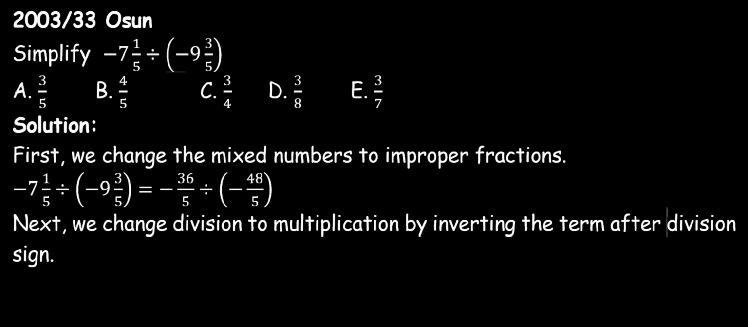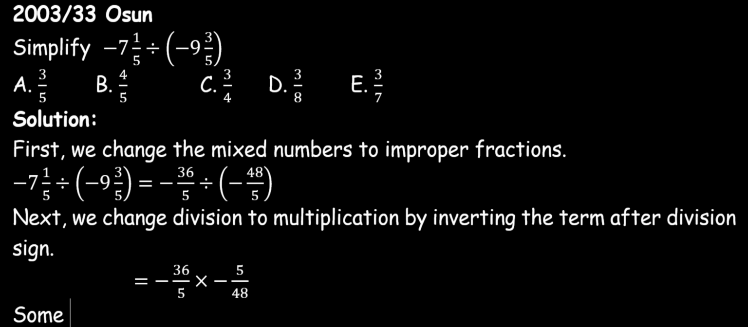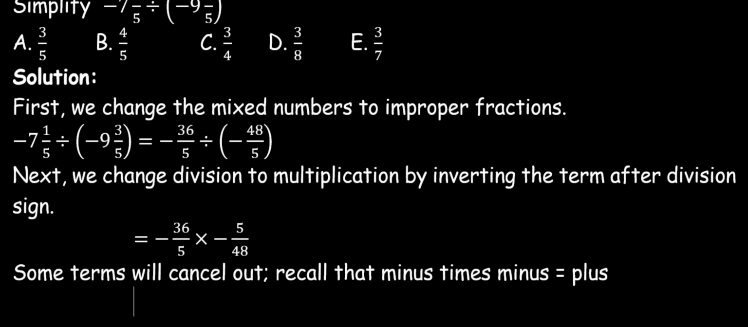Next, we change division to multiplication by inverting the term after the division sign. And that will give us minus 36 over 5 times minus 5 over 48. Sometimes we cancel out, and recall that minus times minus is equal to plus. Our result will now be 6 over 1 times 1 over 8, which is the same as 6 over 8, which is equal to 3 over 4.